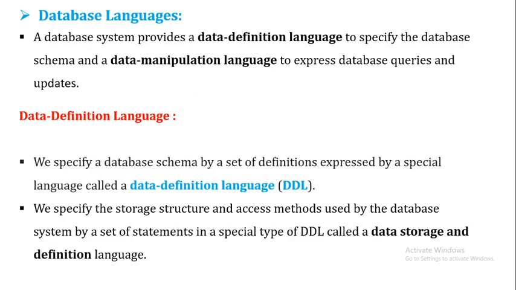Now, the first and foremost thing: the language that is being used in case of your database. Formally, if you see the language that is being used in a database system, there are basically two types. One is the data definition language, and another one is the data manipulation language. What is the data definition language and what is the data manipulation language? We are going to explore one by one.